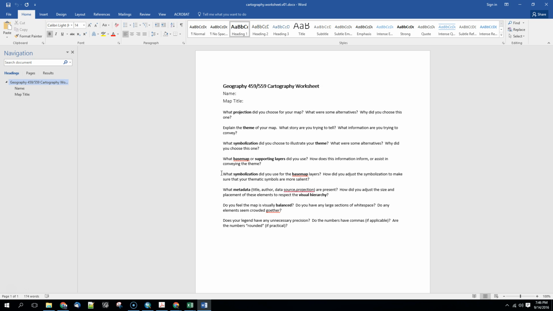What metadata, title, author, data source, projection are present? You want to make sure, how did you adjust the size and placement of these elements to respect visual hierarchy? Remember that visual hierarchy means that the things that are in the center or at the top are the most important. So usually your title and your main map are going to be at the center. And all of this other stuff, whether it's projection information or data sources, those can all be tucked away somewhere else. Authors can be either prominently shown or they can be tucked away. It depends on what you're trying to do. Most of the time they're tucked away.